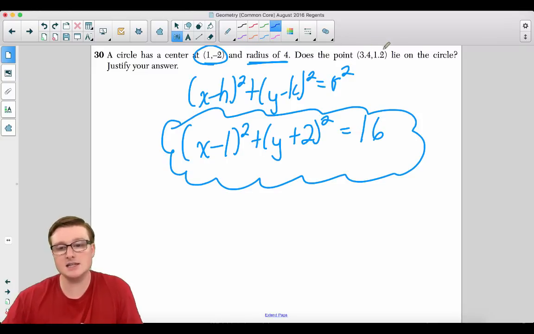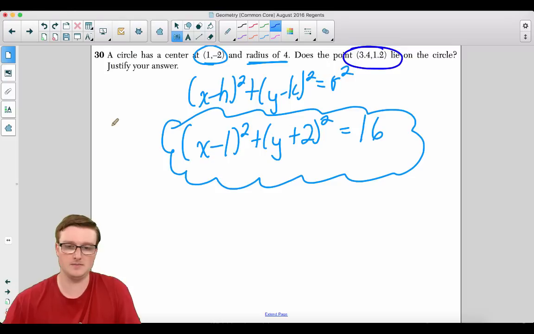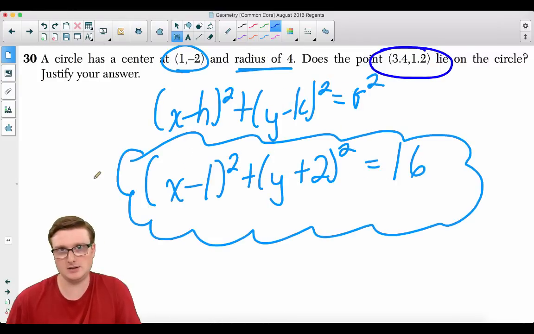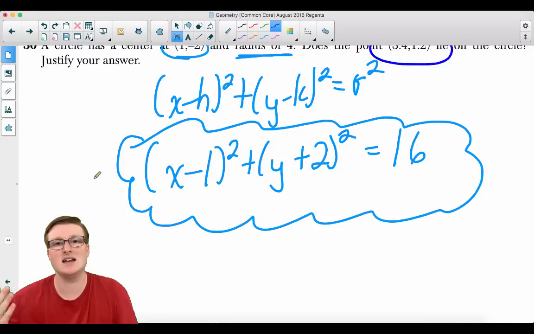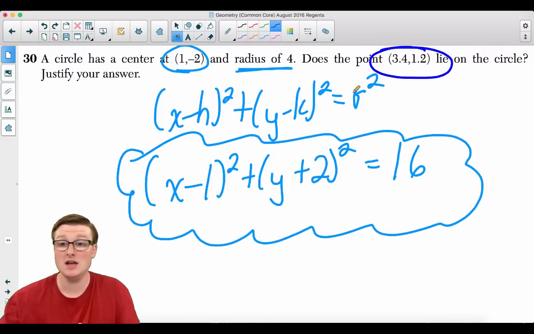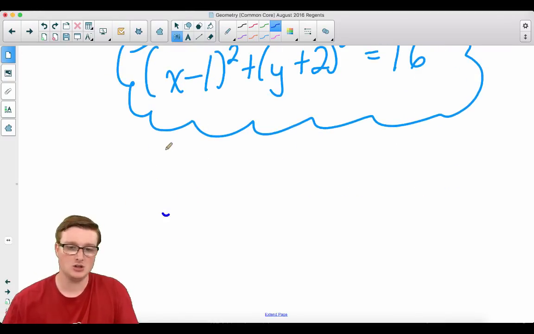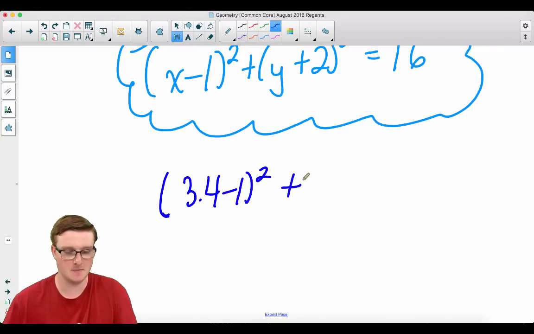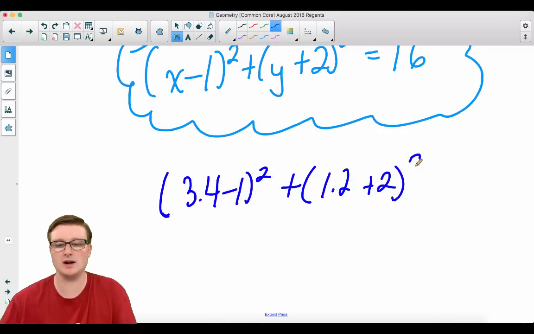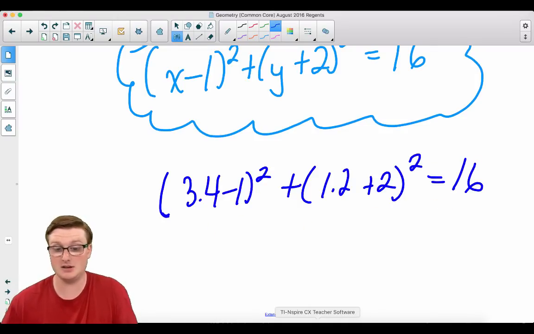Now it's saying, does this point here lie on this circle? First of all, if you're thinking of graphing this, you are losing your mind. Do not graph this. You can't graph (3.4, 1.2) and know for sure that it lies on the line. You have to prove this algebraically. So your 3.4 is your x value and your 1.2 is your y value. So we're going to plug it into x and y. So we get (3.4 minus 1) squared plus (1.2 plus 2) squared, and that equals 16. So we get, all right, well, I'm going to plug this into my calculator right now.